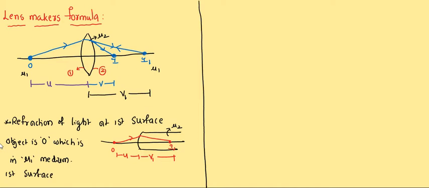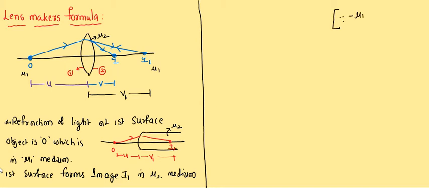First surface forms image I1 in Nu2 medium. Okay, right. Object is in Nu1 medium and image is in Nu2 medium. And object distance is what? Okay, O is an object and I1 is the image. Then we know the refraction at a spherical surface formula.